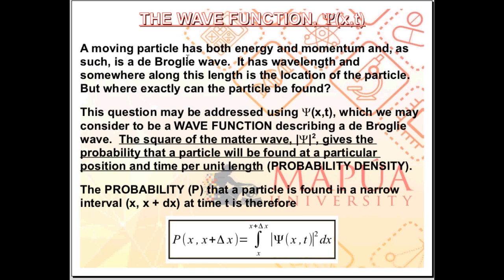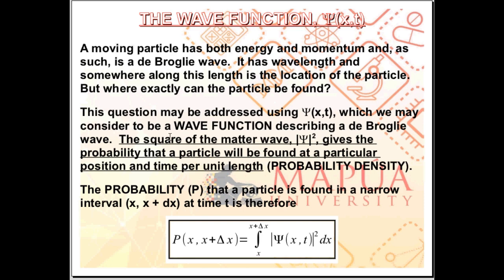A moving particle has both energy and momentum and as such is a de Broglie wave, as we have discussed in the previous video. It has a wavelength, and somewhere along this wavelength is the location of the particle. For example, if the wavelength of a de Broglie wave is 1 meter, somewhere in this 1 meter length is the location of the particle. But where exactly is the particle located? Where exactly can the particle be found?